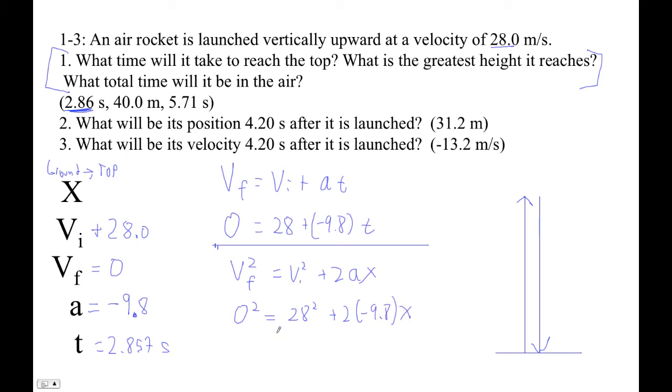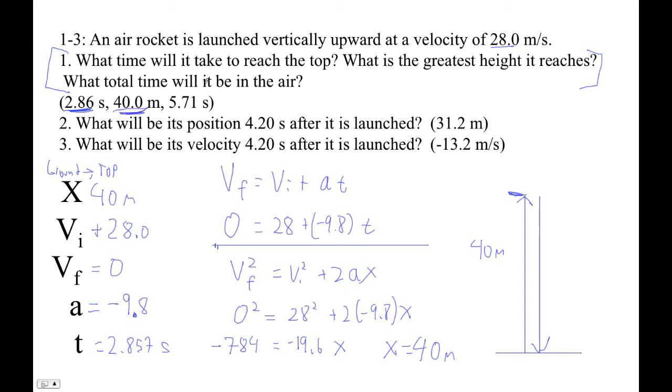So 28 squared is 784. I'm going to put it on this side, so negative 784 is 2 times negative 9.8, which is negative 19.6 x. Then divide both sides by negative 19.6, and I get 40 exactly. So x equals exactly 40. That's how high this thing goes, 40 meters. So we got that one right.